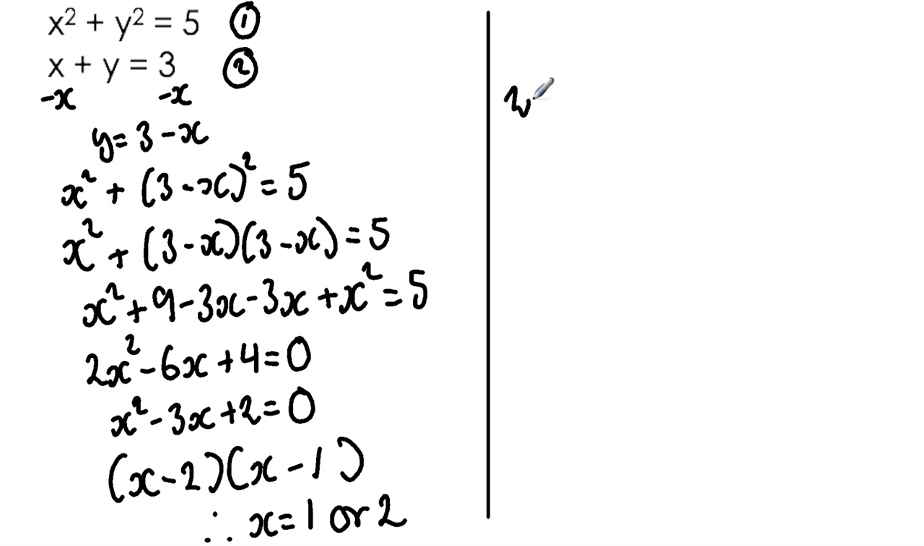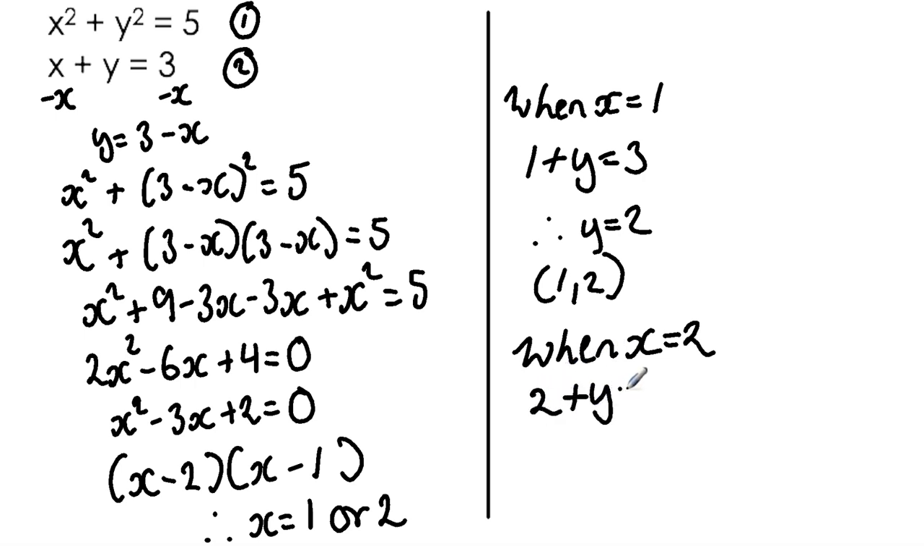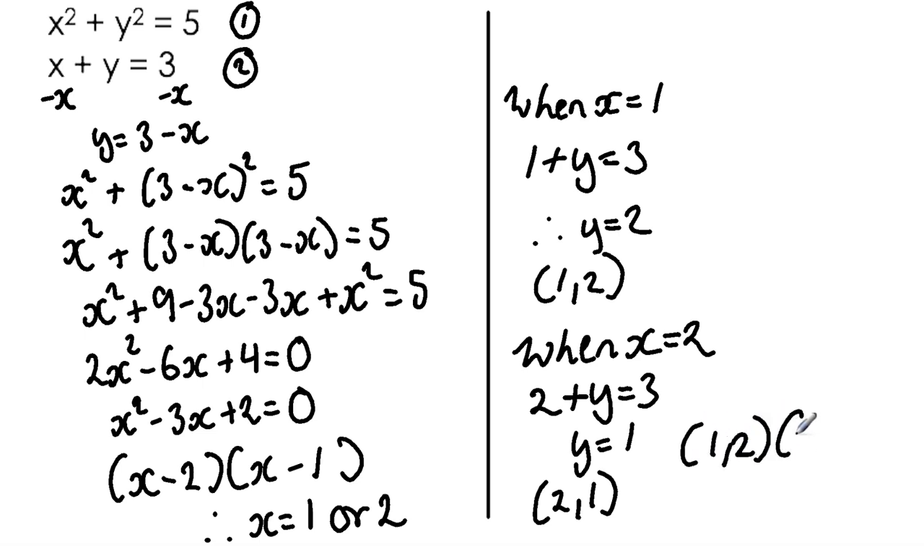So when x equals 1, therefore y is equal to 2. Our coordinates where the line intersects are 1 and 2. And when x equals 2, 2 plus y equals 3, therefore y is equal to 1, and it intersects at the point 2 and 1. So our final answer is (1, 2) and (2, 1).